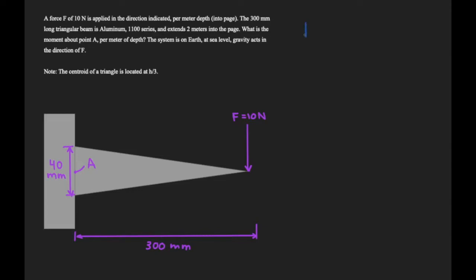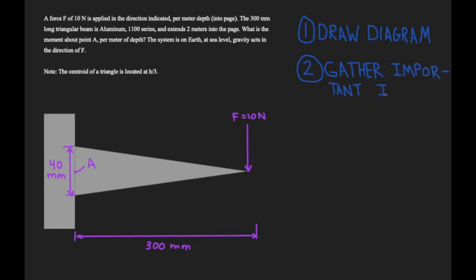So the problem states a force F of 10 newtons is applied in the direction indicated per meter depth into the page. The 300 millimeter long triangular beam is aluminum 1100 series and extends 2 meters into the page. What is the moment about point A per meter of depth? The system is on Earth, at sea level, gravity acts in the direction of F. Note, the centroid of a triangle is located at h/3.